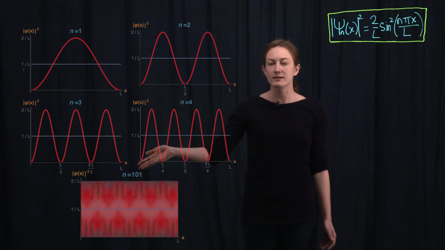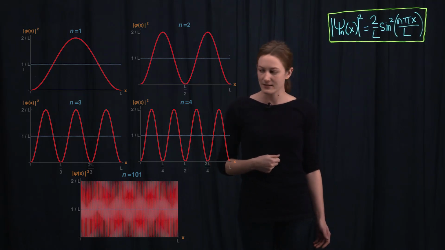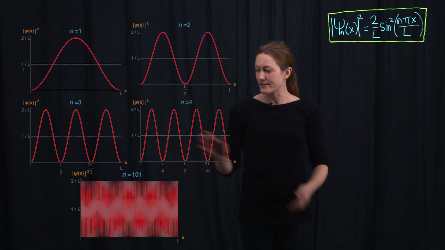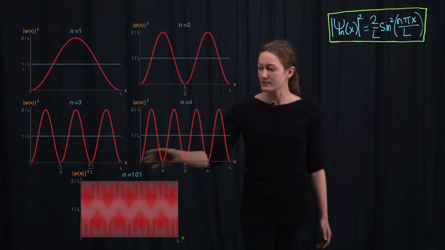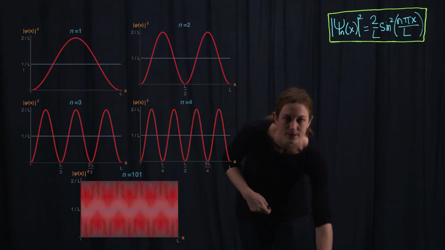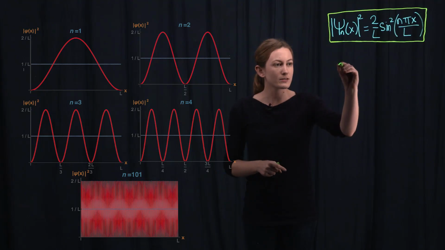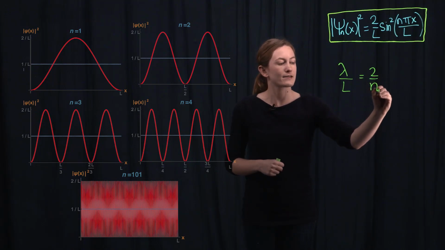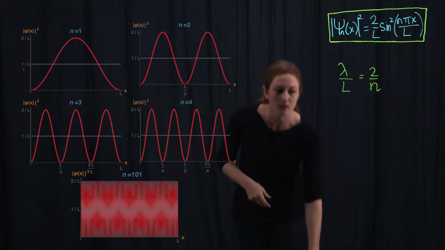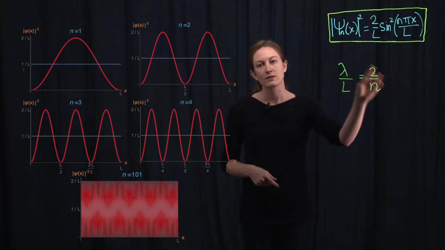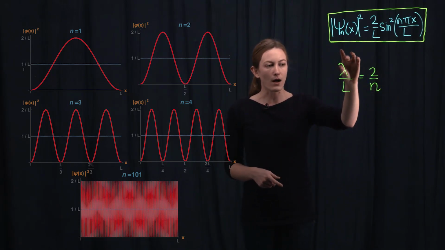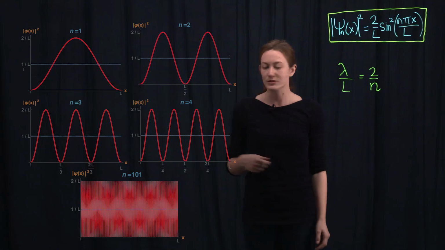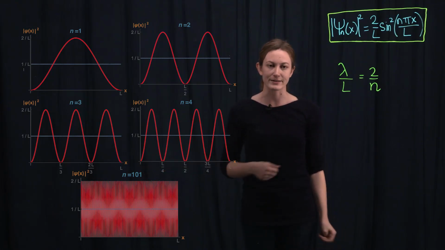Now, this plot down here is for the n equals 101st state. You can see that the distances between maxima and minima are becoming much smaller, and the distribution looks much more uniform and continuous. This is actually what we'd expect. In fact, from our formulas we wrote earlier, we have that lambda over L equals 2 over n. So as n gets large, as the quantum number gets large, the wavelength of the particle becomes small compared to the length of the box, which means we'd expect to reproduce classical behavior, which is what we're seeing in this plot for large n down here.